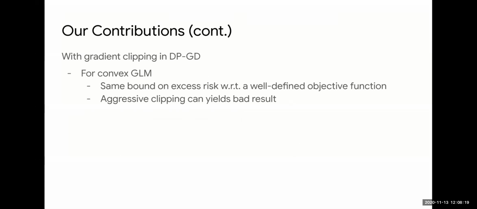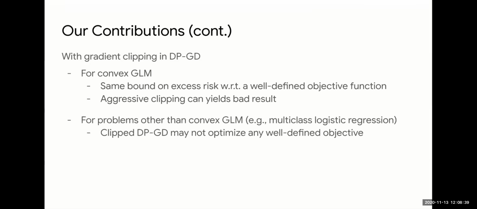We also provide some analysis for the case when there is gradient clipping in the gradient descent algorithm. We show that for convex GLM, we get the same bound as before, but with respect to another well-defined objective function, which might be different from our original empirical risk function. And if we clip so aggressively, then this new objective function might have a very different minima compared to that of the original function. Also, we show that for a problem which is not convex GLM, such as the multi-class logistic regression, clipped DPGD may not optimize any well-defined objective.